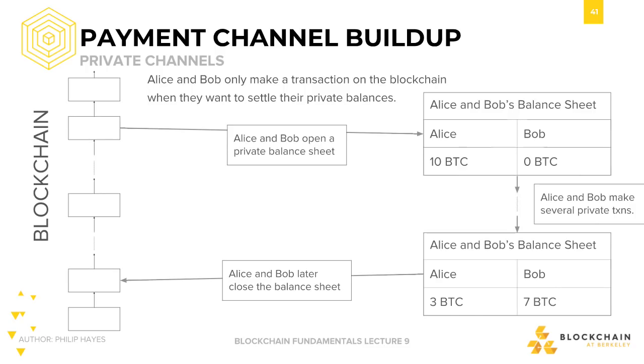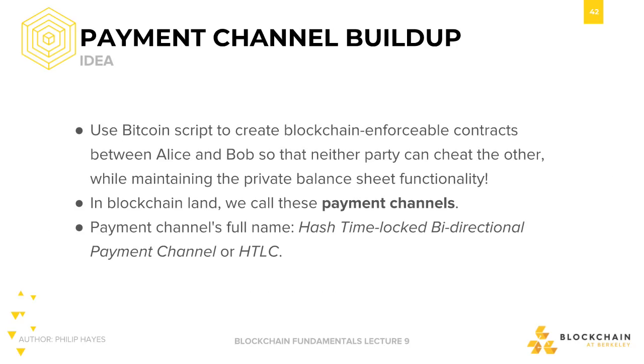But this is contingent on the fact that Alice and Bob really trust each other. What if Alice all of a sudden one day goes back to the Google Sheets and says, I didn't want to send Bob all that money. I'm gonna change these updated balances back to I have 10 and you have 0. And that's not really great. So we can't really trust the people that we're dealing with, and that's why blockchains are used. So how do we actually do this, right?